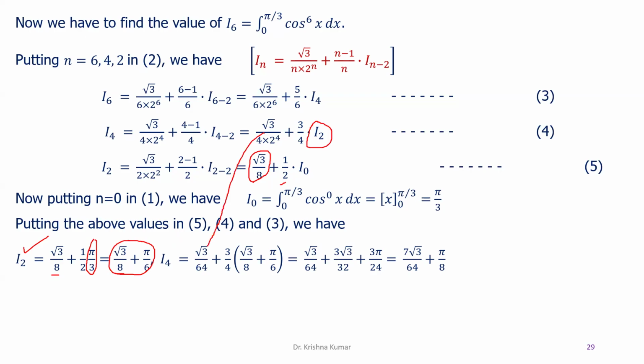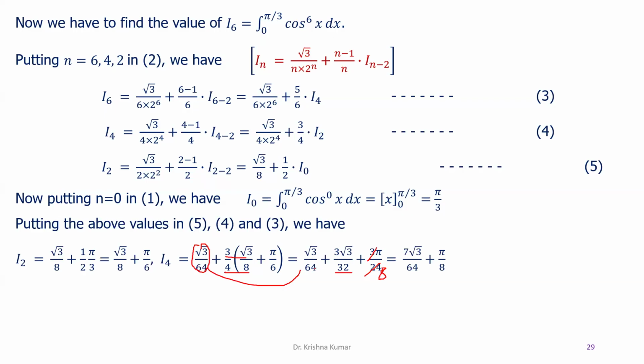Here we are able to calculate the value of I4. So I4 is nothing but root 3 upon 4 into 2 to the power 4, which is 16. So 16 times 4 is 64, plus 3 upon 4, and the value of I2 is root 3 upon 8 plus pi by 6. Now this can be written as root 3 upon 64, we are writing this as it is, and then 3 root 3 upon 4 times 8, which is 32, and then plus 3 pi by 4 times 6, which is 24. So 3 ones are 3 and 3 eights are 24.